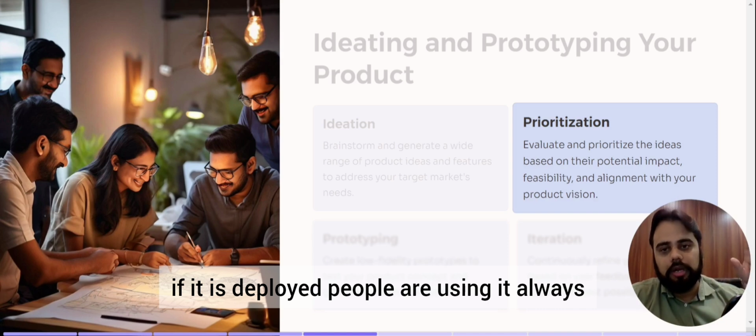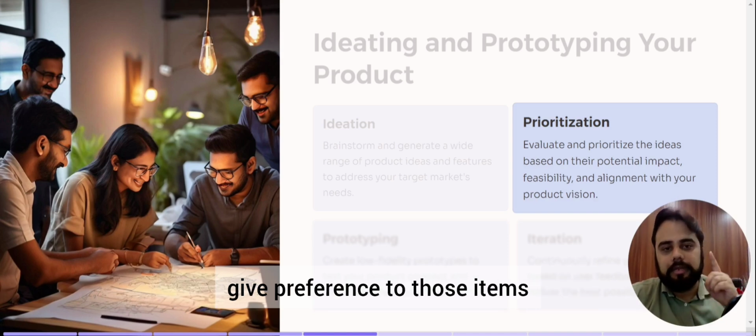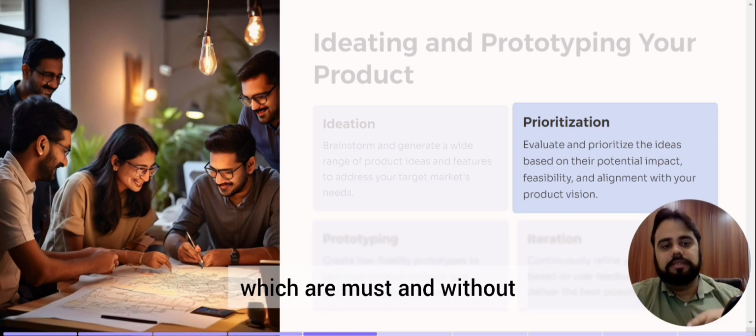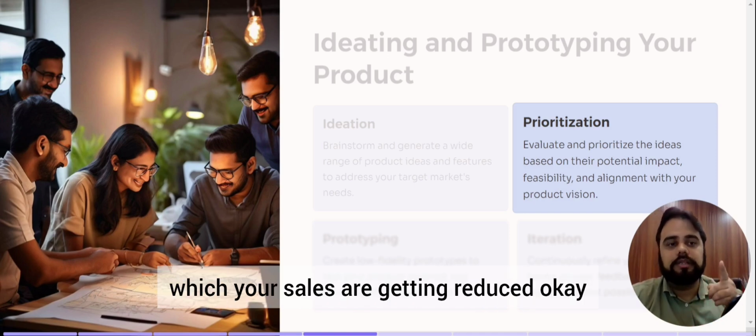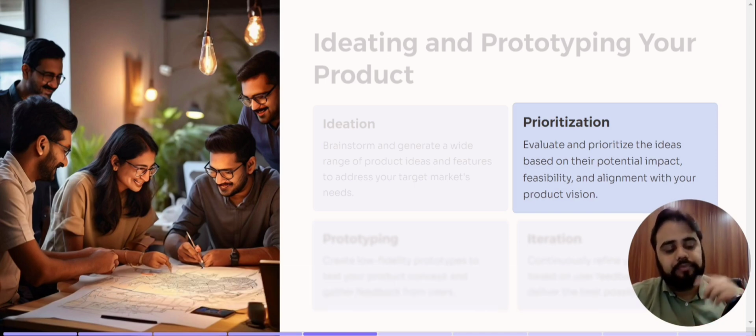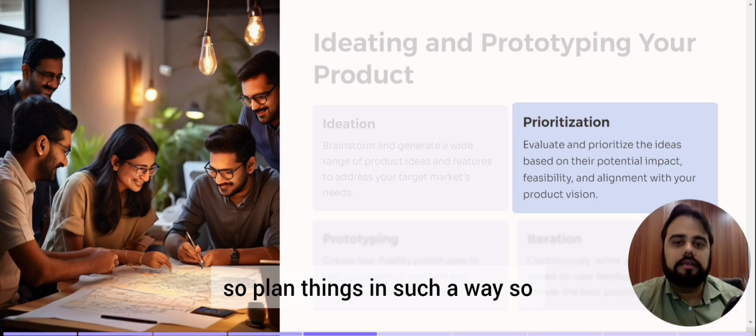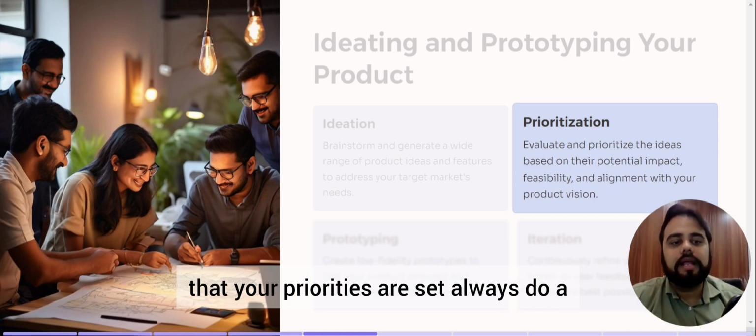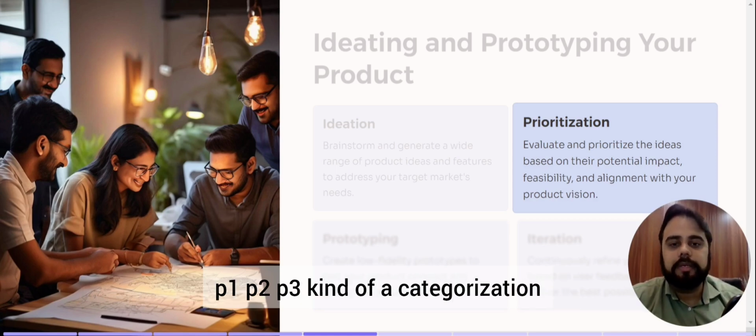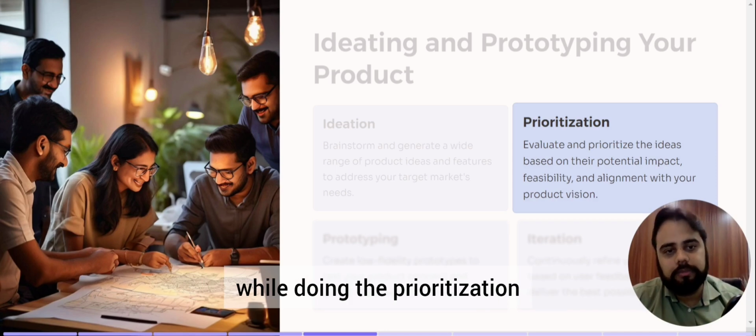Even if it is deployed, people are using it, always give preference to those items or those features which are must, and without which your sales are getting reduced. Okay, so plan things in such a way so that your priorities are set. Always do a P1, P2, P3 kind of categorization while doing the prioritization.